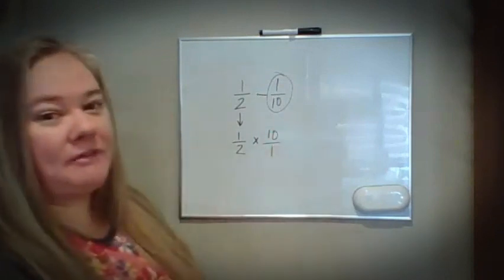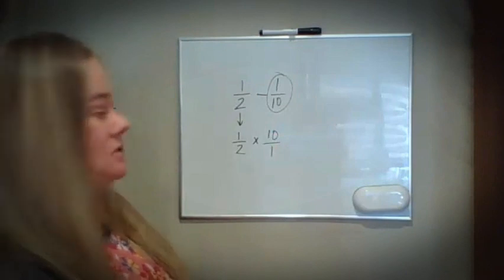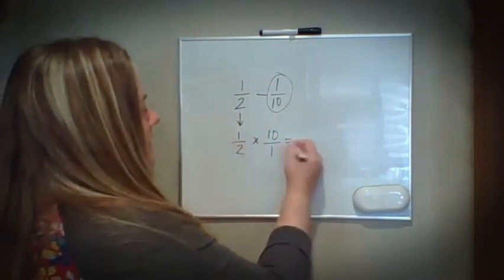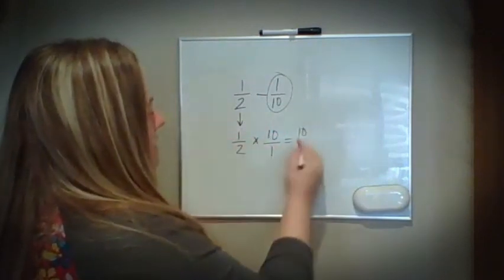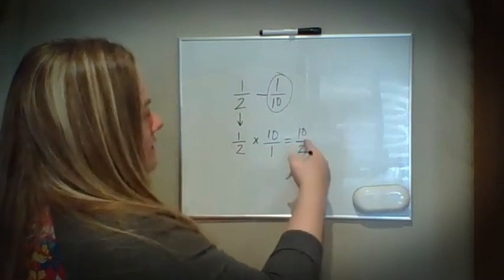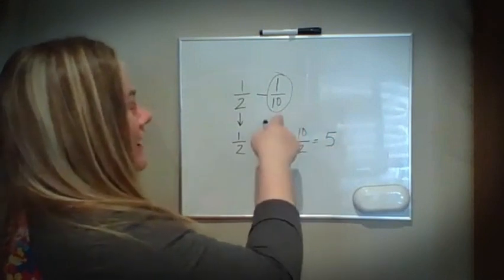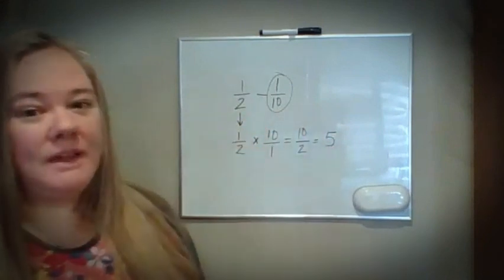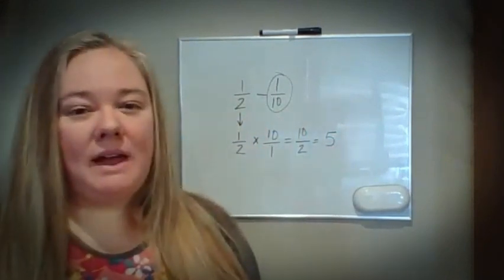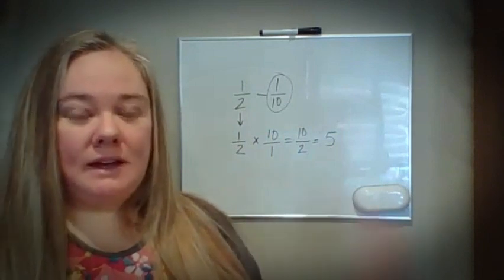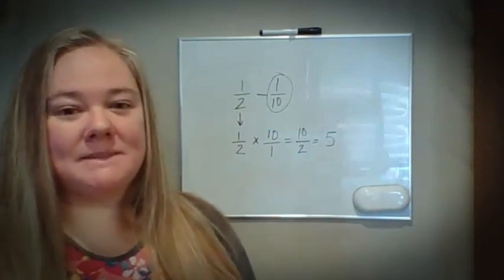As soon as I have my fractions, I can simply multiply straight across. 1 times 10 is 10. 2 times 1 is 2. 10 divided by 2 is 5. So I can take 5 of these from the half. 5 of them from the half is going to be half separated into tenths.